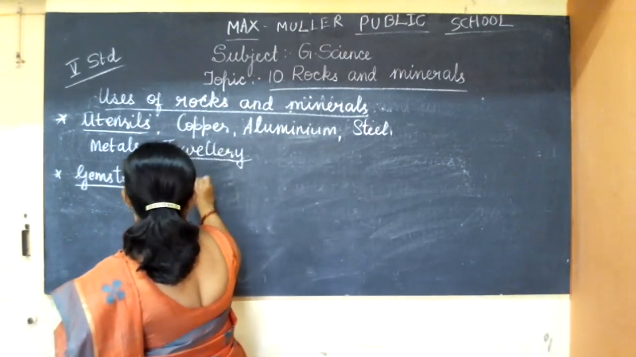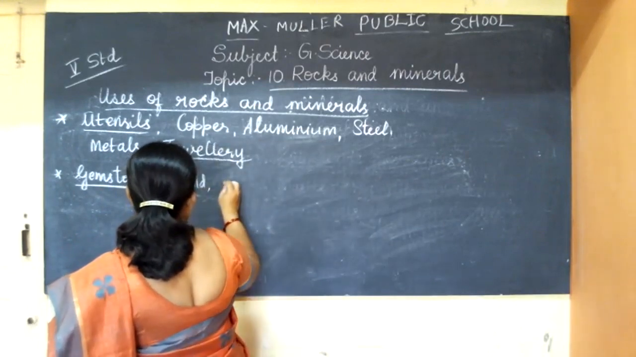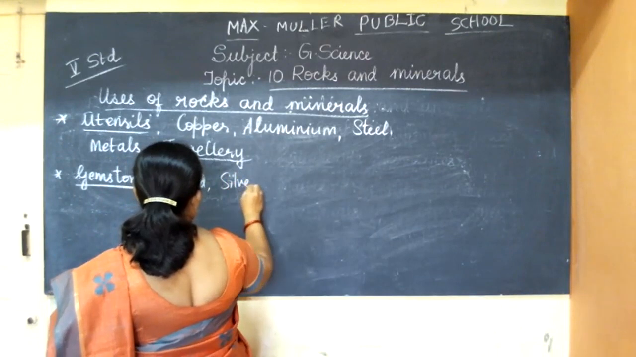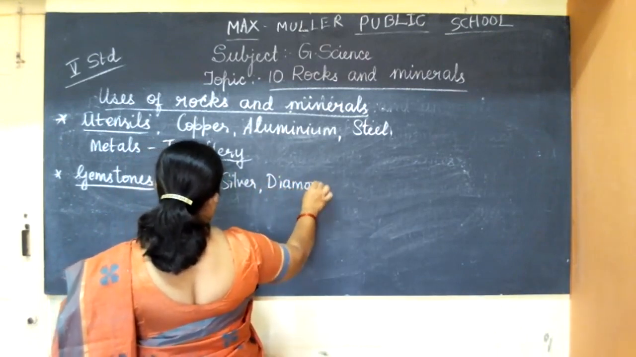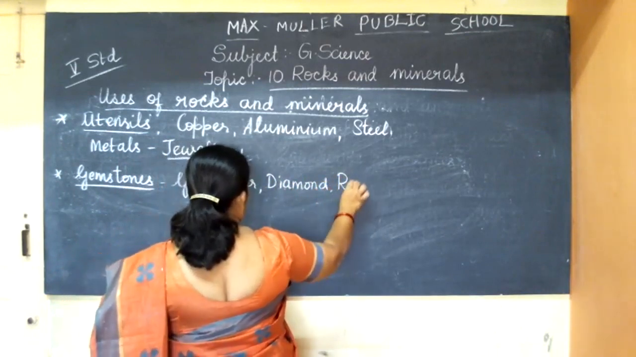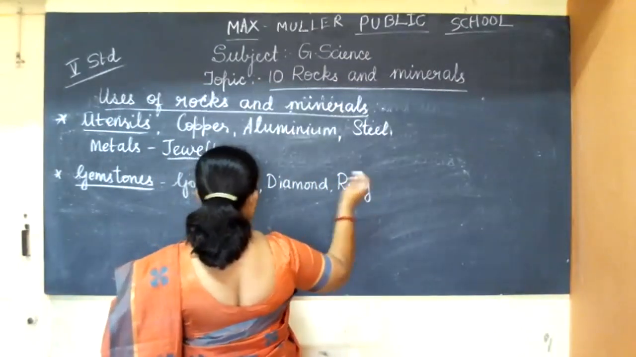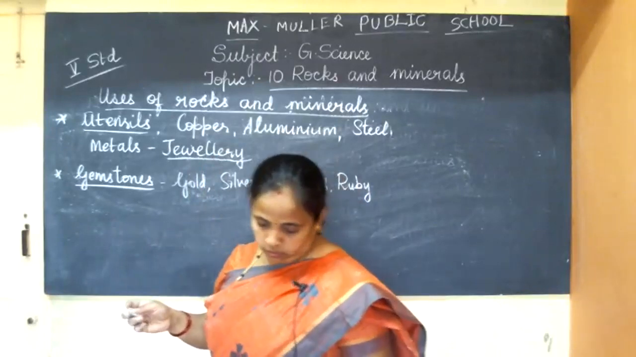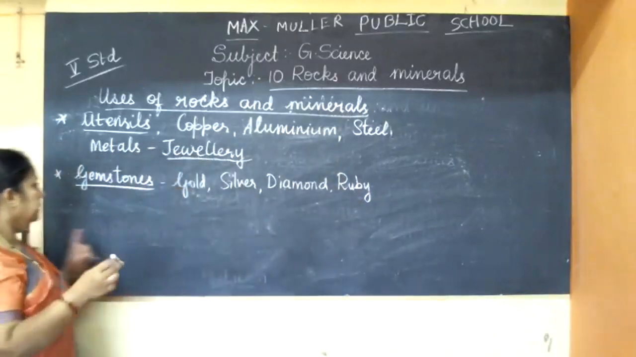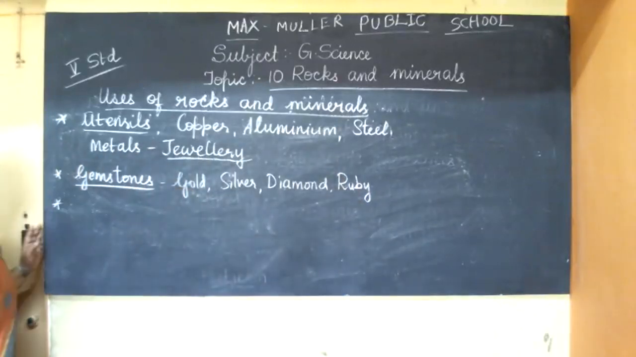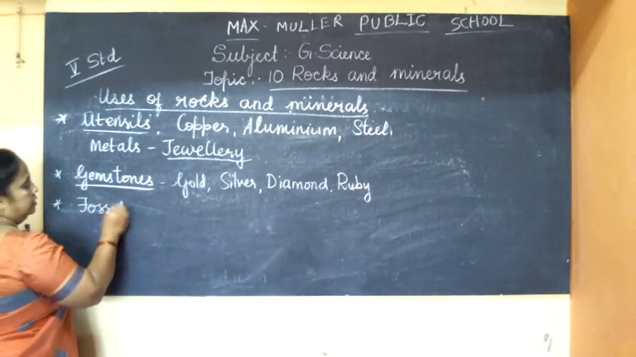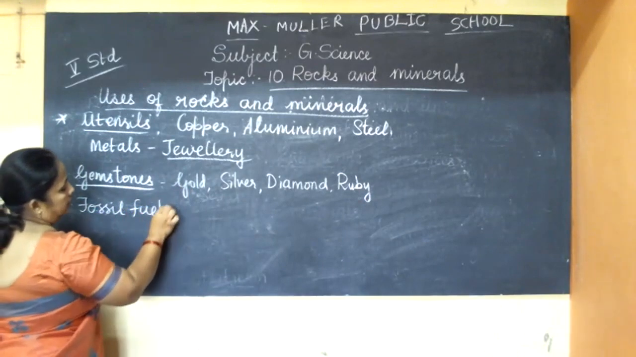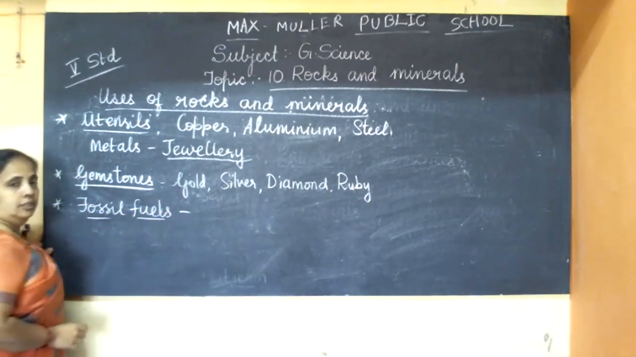Okay. So examples in the form of gold or silver or diamond, ruby, all those things. Okay, so not only that, it can be used as gemstones also. And just now I explained fossil fuels. Okay, so it can be used as fossil fuels. The rocks and minerals can be used as fossil fuels.